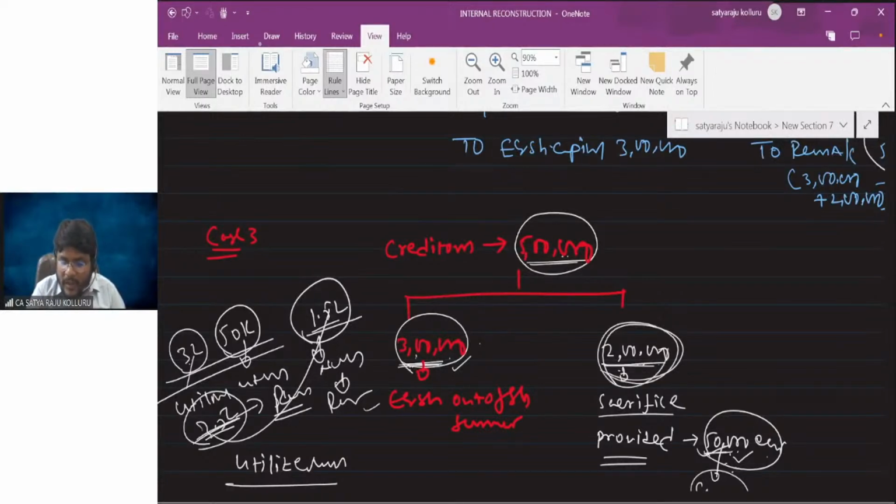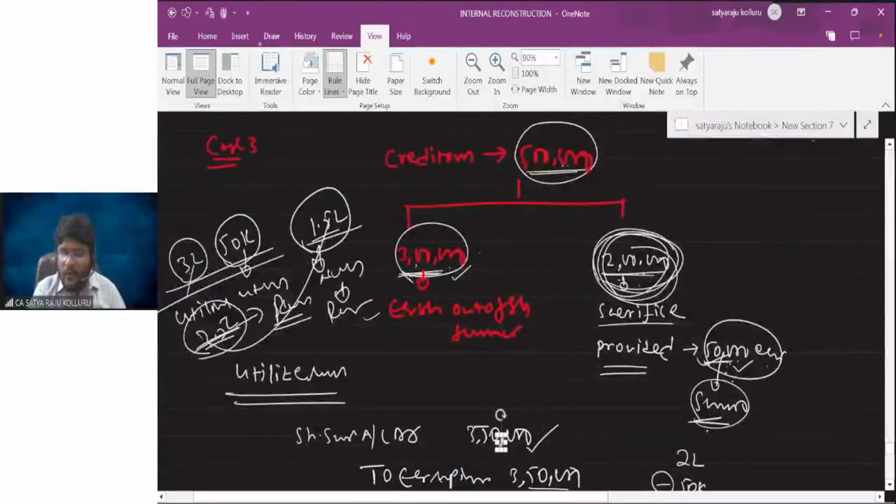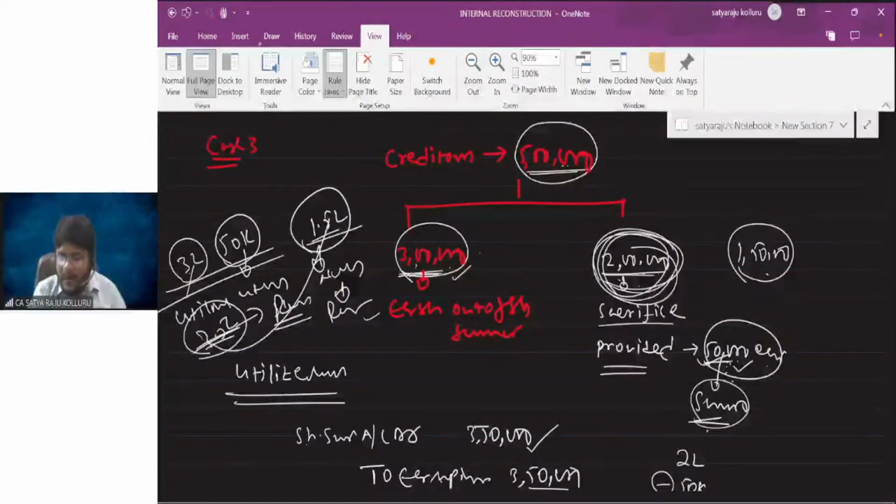Now you should only think about this 2 lakhs. In this 2 lakhs, 50,000 we are issuing equity shares out of share surrender, and the real sacrifice is 1,50,000. For this 2 lakh, what will be the impact actually? Share surrender to equity share capital 50,000. And the creditors to reconstruction total 2 lakhs, because the real sacrifice is 1,50,000 and the utilization of share surrender is 50,000.